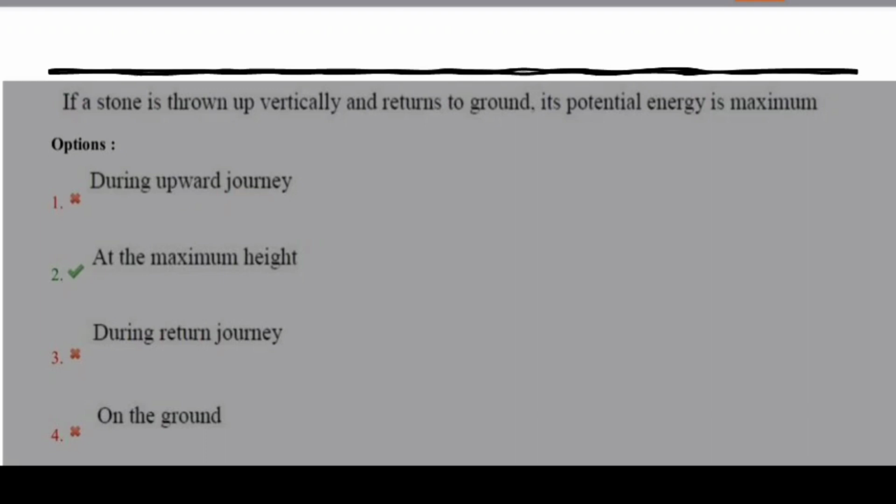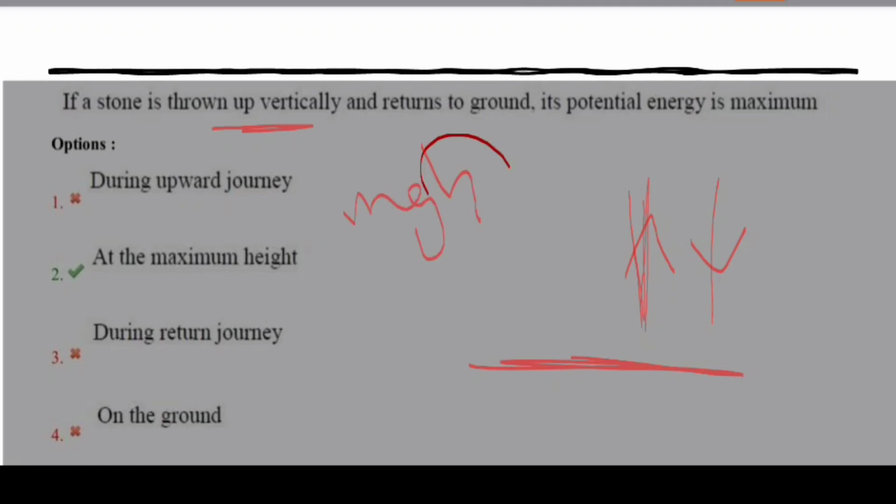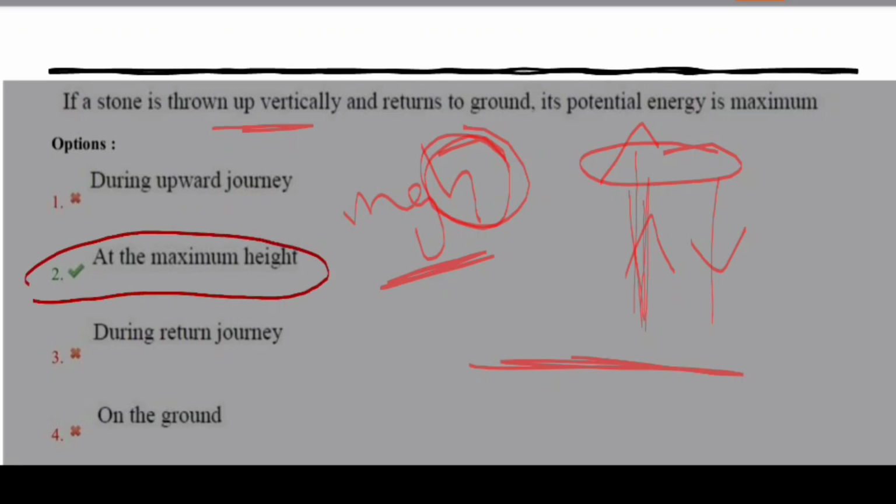Here the question reads: if a boy is playing with a stone and he throws the stone upward vertically and it returns to the ground. Its potential energy is maximum at, means mgh will be maximum at. If h is more, the potential energy mgh will be more. So at the maximum height up to which it can travel, the potential energy will be maximum. So the answer is at the maximum height.